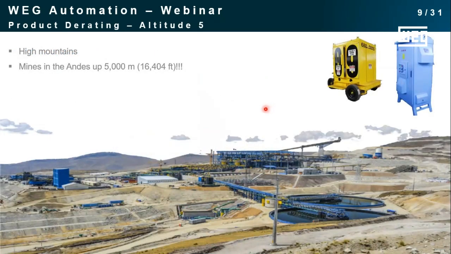So where can we find these high altitude applications? Obviously in high mountains, but do we really have these applications that high? Here we have some cases in which mines operate extracting minerals in the Andes up to 5,000 meters. So there are mines that are extracting copper, silver, gold, lead, iron. So these applications do really exist. And here on the top right of the slide, you can see two pictures of two panels. These two panels are actual products from WEG being applied in high altitudes.